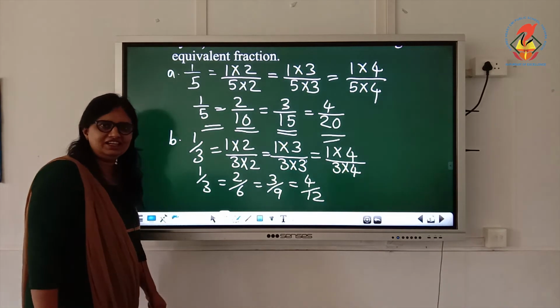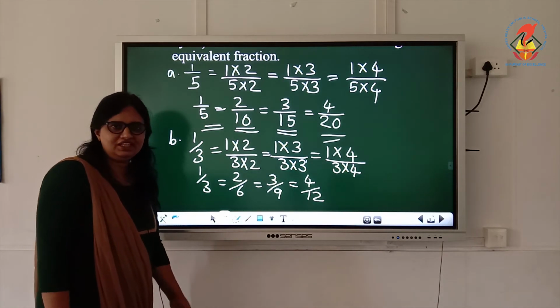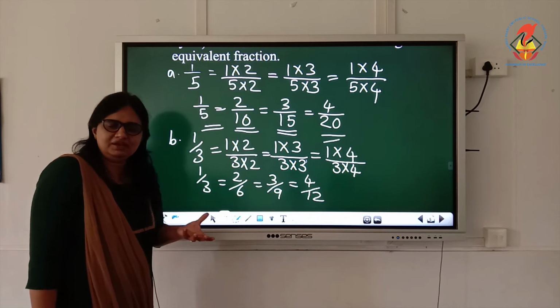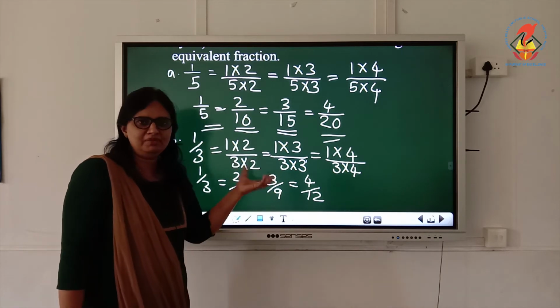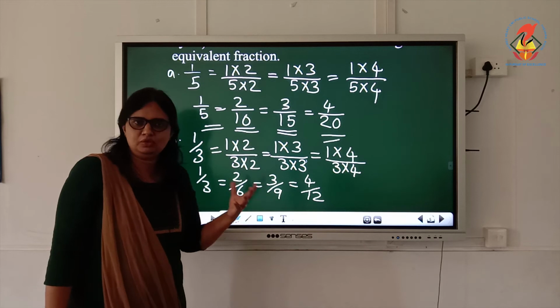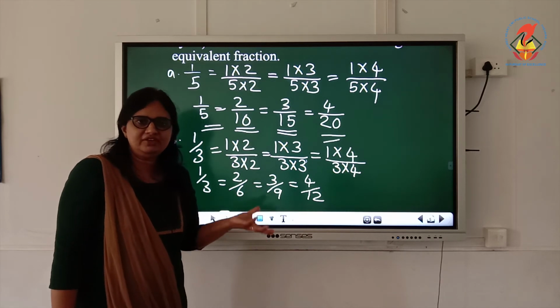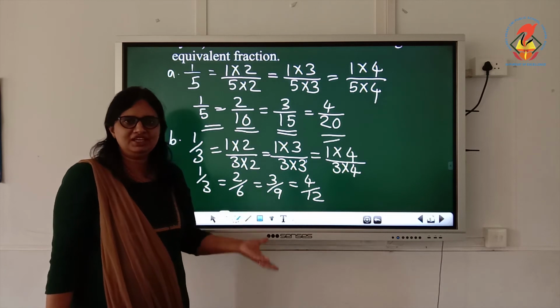Okay children, is it clear now? For getting the equivalent fraction, we can follow two methods. The one method is you need to multiply the numerator and denominator by the same number. Next method is divide the numerator and denominator by the same number.